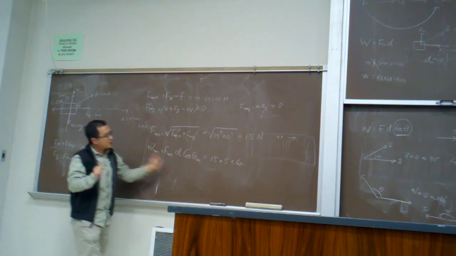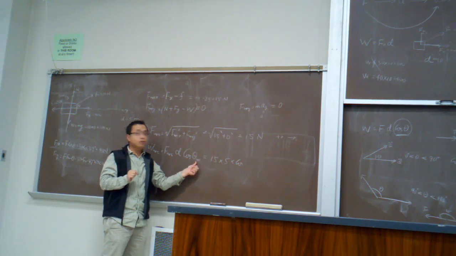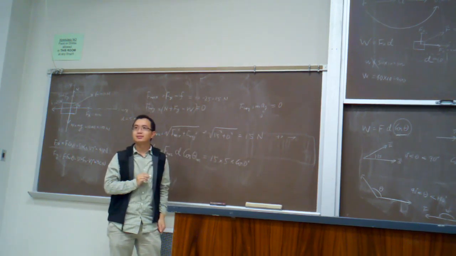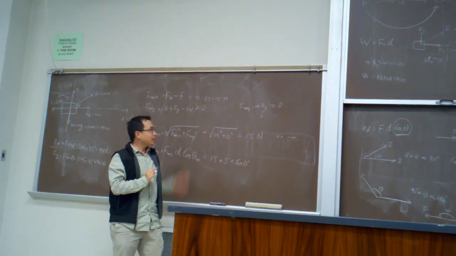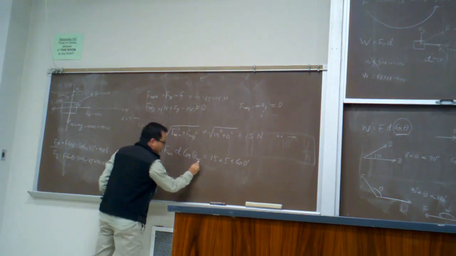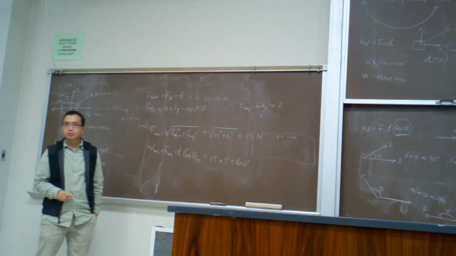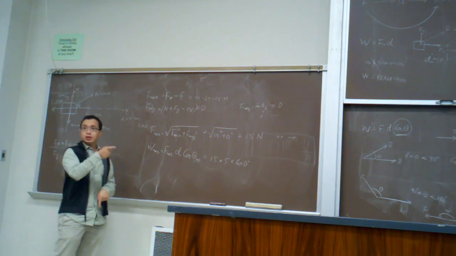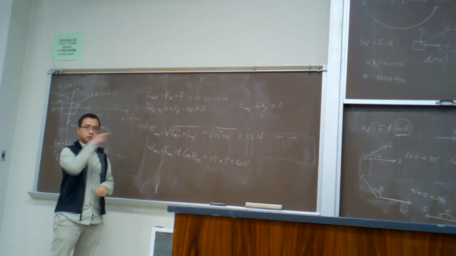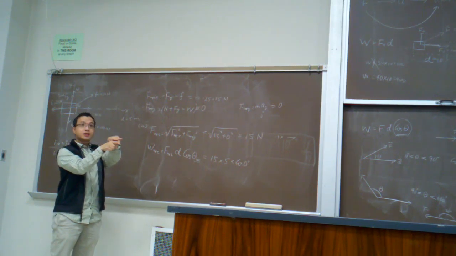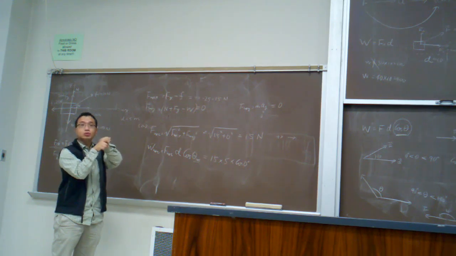When we talk about work, you need to be clear which force you are talking about. So here, what is the angle for the net force? 0 degrees, right? It's not 180 because it's in the positive direction. The angle by definition is the angle between the direction of the motion and the direction of the force. What is the direction of the motion? Positive x. What is the direction of the net force? To the positive x direction, right? So of course the angle between the two is 0. They are in the same direction.